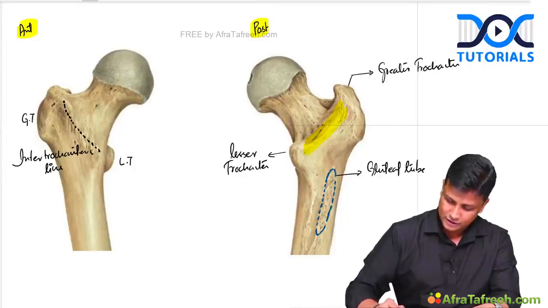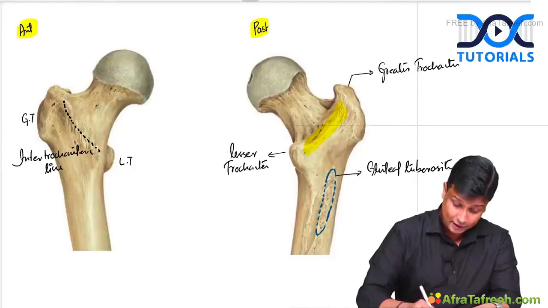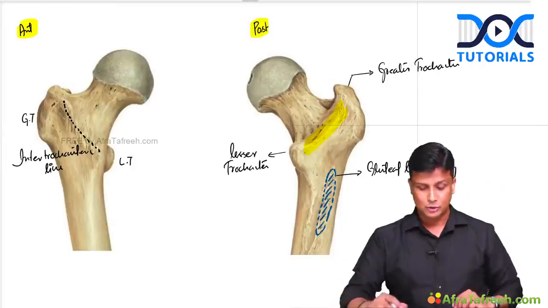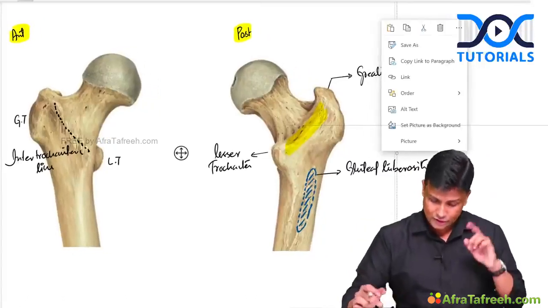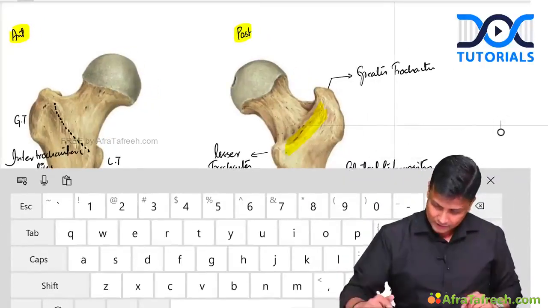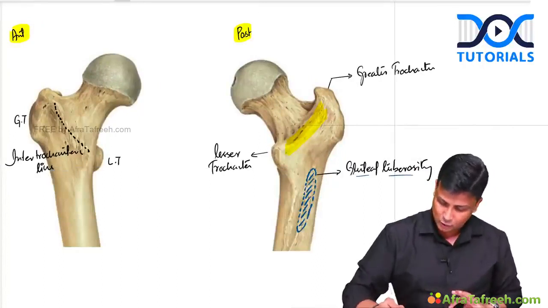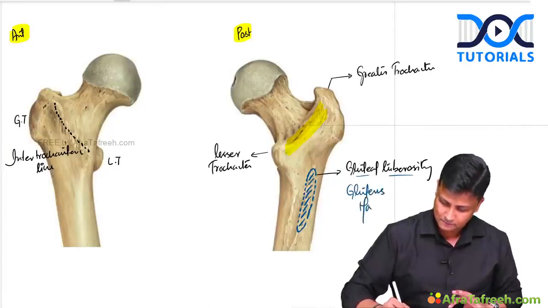What is this tuberosity here, guys? That is your gluteal tuberosity. And the muscle that is getting inserted, look at that. I am using the same standard color that will be used in our textbooks, blue color for insertion. So don't get confused. The muscle that is getting inserted here on the gluteal tuberosity will be the gluteus maximus muscle.